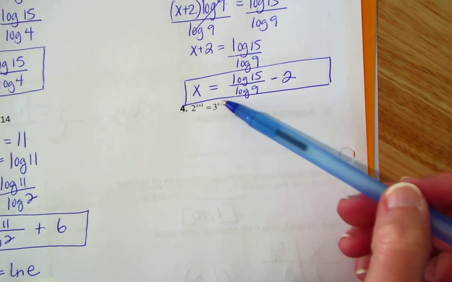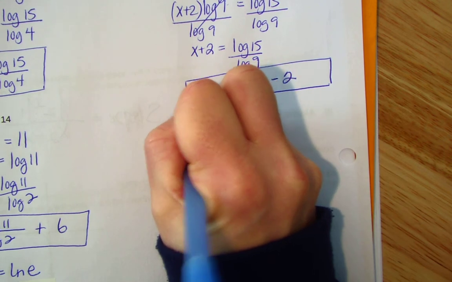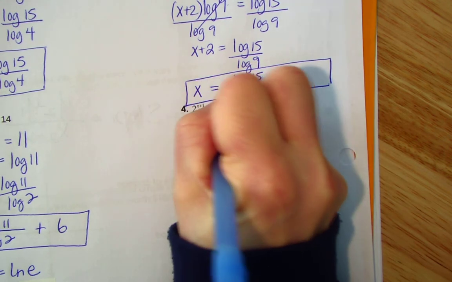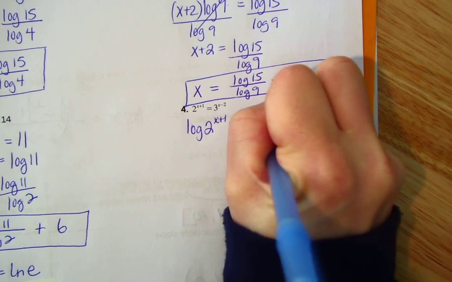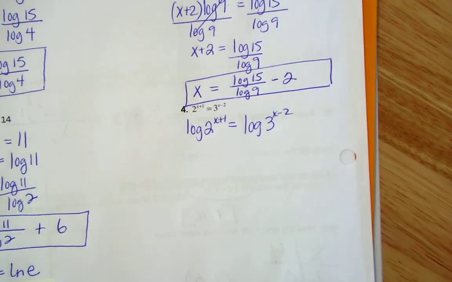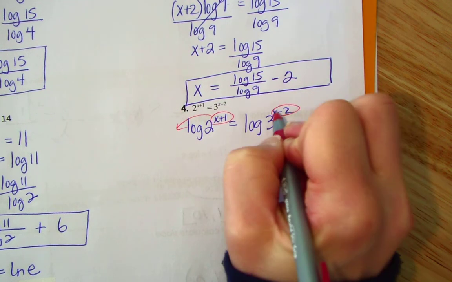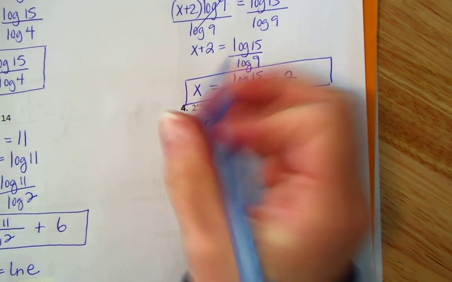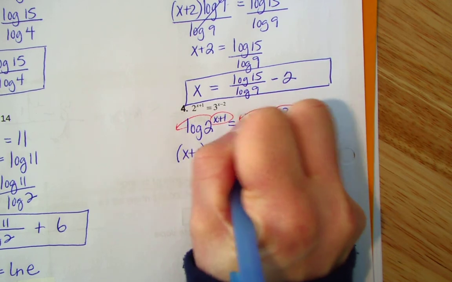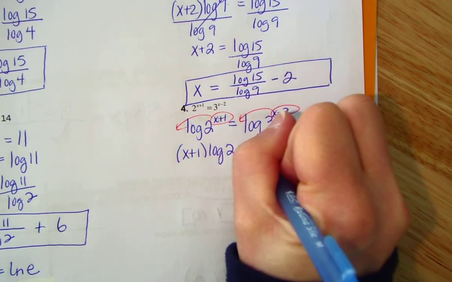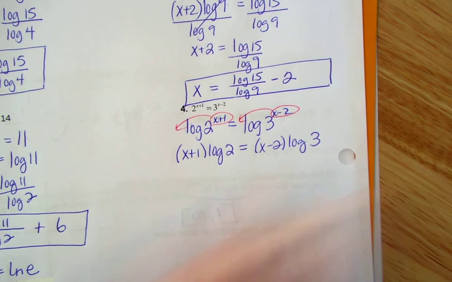So we can't set the exponents equal. We have to take the log of both sides. So it's the log of 2 to the x plus 1 equals log of 3 to the x minus 2. They both have that power, so we're going to slide the powers out front. So it becomes x plus 1 log of 2 equals x minus 2 log of 3.